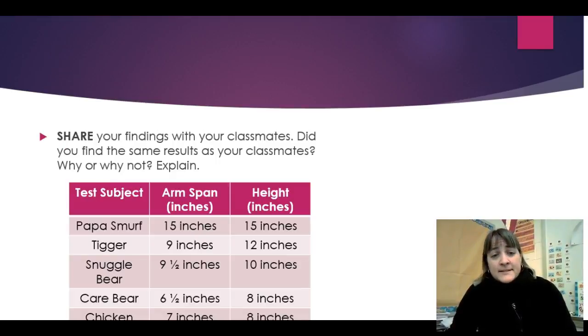And finally, the last thing students needed to do was to share their findings with their classmates. The questions that they needed to ask were, did you find the same results as your classmates? Why or why not? And they needed to explain it. Here's some sample data from the test subjects from this activity, and students needed to communicate with one another to see if they came up with the same conclusions in this activity.